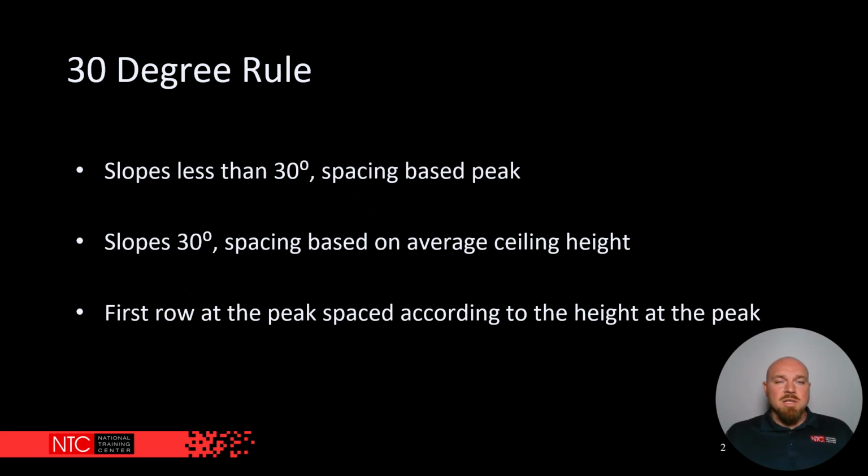First factor we take into consideration, the 30-degree rule. If the slope is less than 30 degrees, we are going to use the height at the peak to determine spacing. Slopes that are 30 degrees or more, we can use the height of the peak or we can use the average ceiling height. We do need to have a row within 3 feet of the high side, 3 feet of the peak.